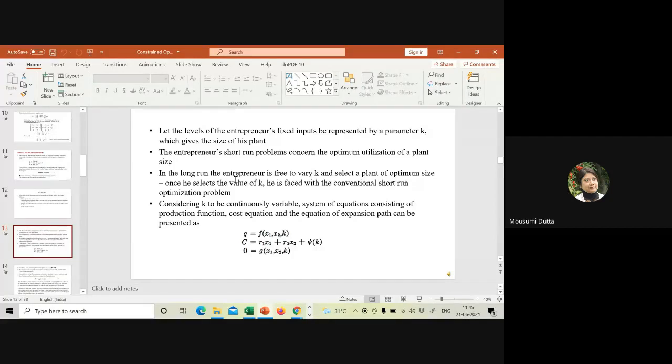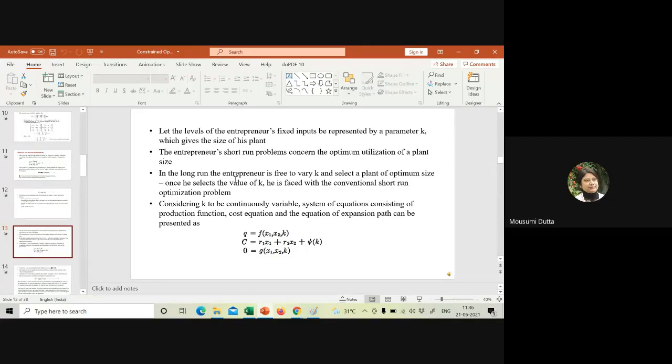Okay, so I think you have an idea about this. In the short run, the size of the plant is fixed, whereas in the long run, the firm can choose the optimum plant size. Am I right? Can you remember this point? Yes, ma'am.